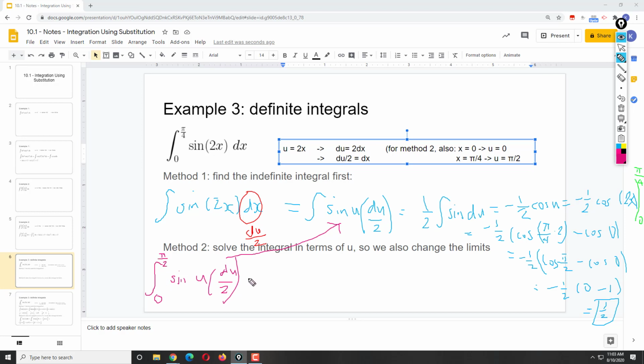Okay. Same integral, I get negative 1/2 cosine u, but I'm integrating from 0 to pi over 2. The 0 and pi over 2 came from here. If x is 0, u is 0. If x is pi over 4, u is pi over 2. So this again gives us negative 1/2 times cosine of pi over 2 minus cosine 0, which gives us the same answer, 1/2. That's it.